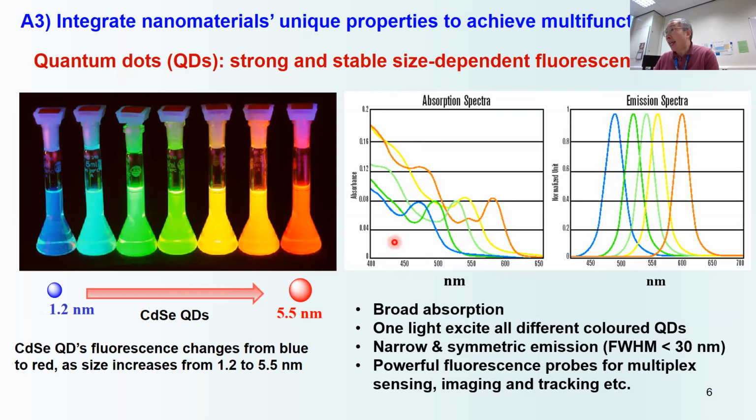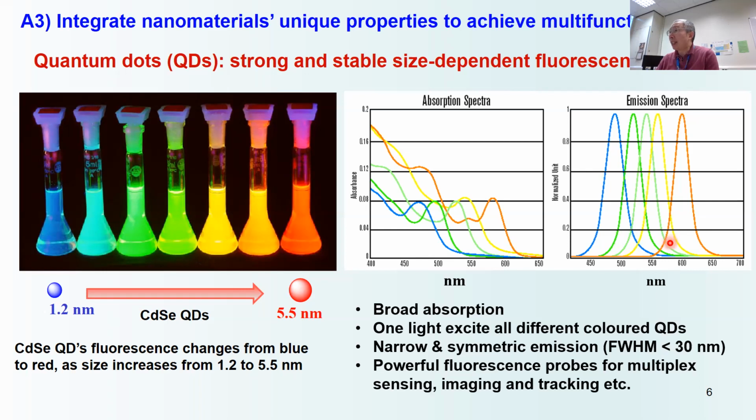Why is this the case? If you have a look into their absorption spectra, you can see all of these different colored quantum dots. They all have a broad absorption, which means if you use a 400 nanometer excitation light, you can excite all of them, while their emission is really controlled by their size, so they can be easily distinguished, and their emission spectra are narrow and also symmetric.